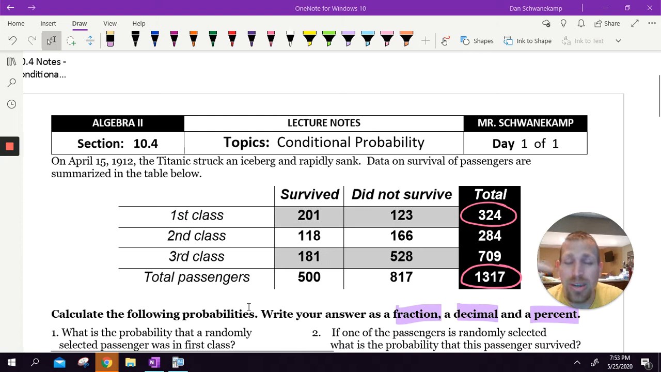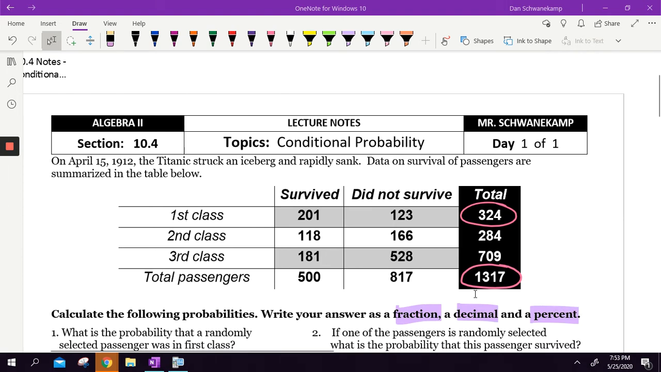Today, we are talking about conditional probability. It's the same thing we did last section, a little bit more about understanding the vocabulary and what it's actually asking. But if you can get past that, pretty easy. Same thing we did last section, only they're going to give us a nice table here with a lot of information. Okay, so first one here, it says on April 15th, 1912, the Titanic sank.